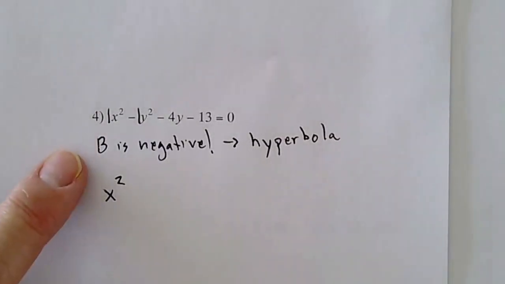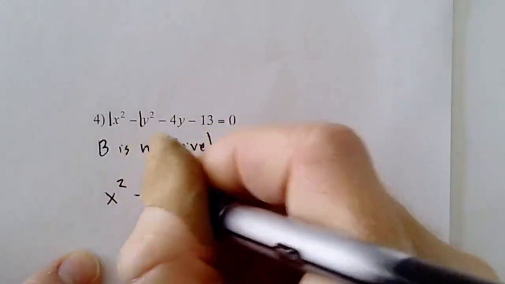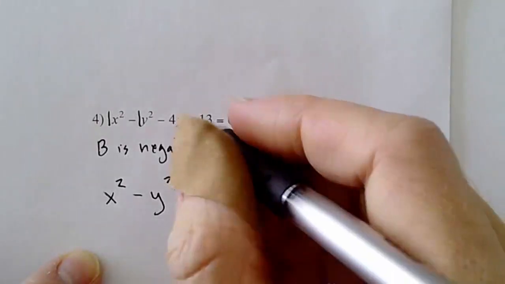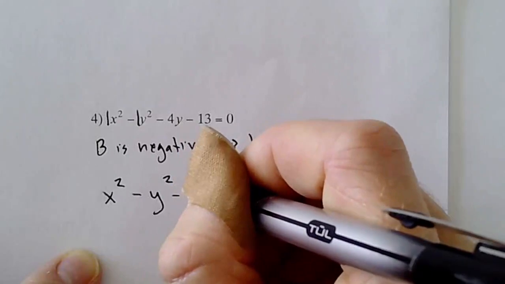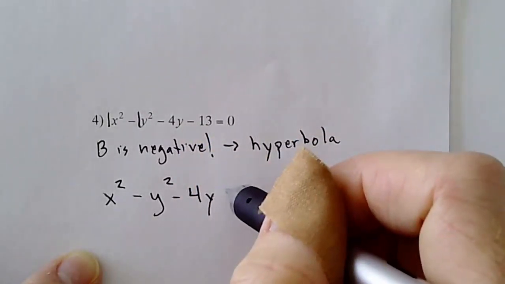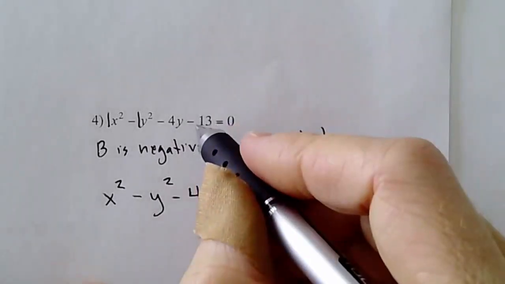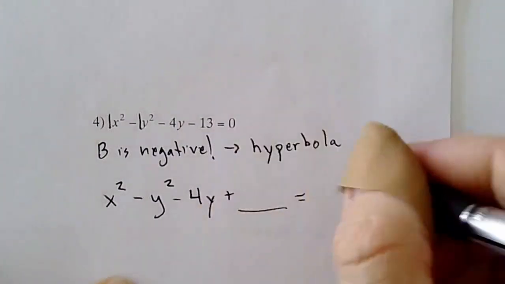Now for the y. Well, the y is a little bit different, but that's okay. So I'm going to go negative y, just organizing this the way it ought to be. Minus 4y, sorry. And then I'm going to leave a space where I can add something. Okay, and then I'm going to move this negative 13 over to the other side to make that a positive 13.